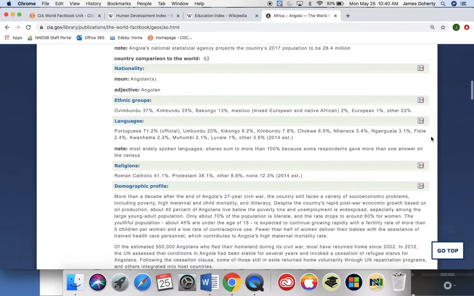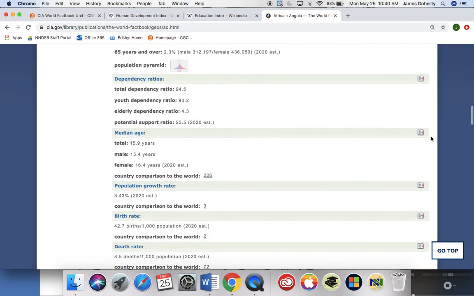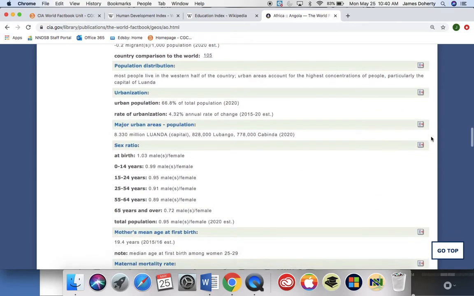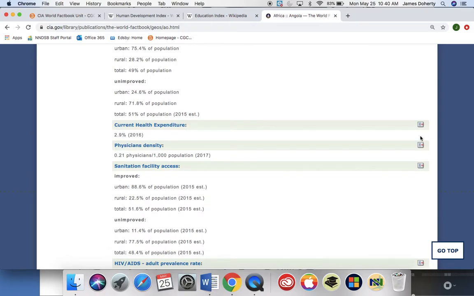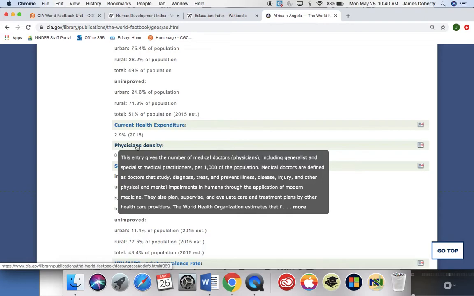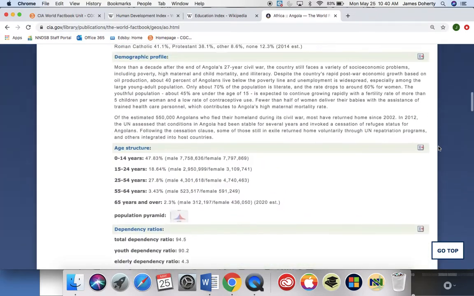So things like languages that are spoken there, religions, population pyramid, life expectancy, that kind of stuff will show up on that particular tab. Again, if you're not really too sure what something is, you can certainly hover your mouse over top of the blue icon and it'll give you more details on it. Okay, so that's how you use this site.